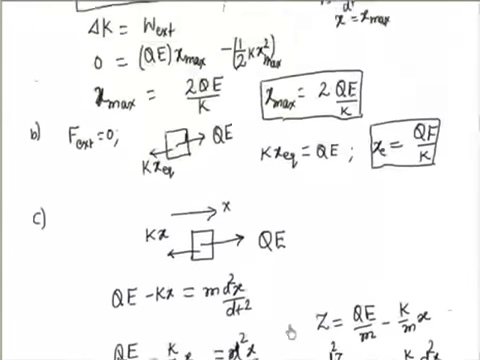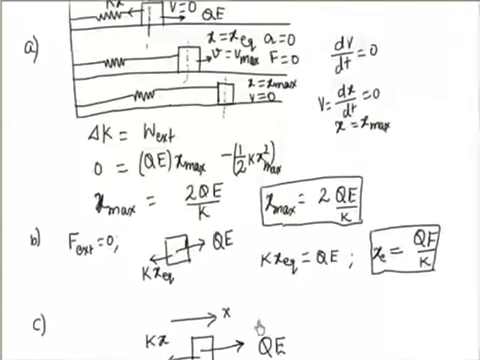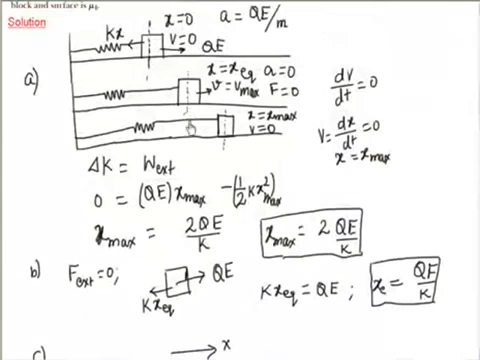You see, this block will do SHM along, this is the mean position. This is the point where the total force is 0. Mean position is always guided by F external is 0. So mean position is x, this distance, that is QE by K. So let me write here, this is QE by K.